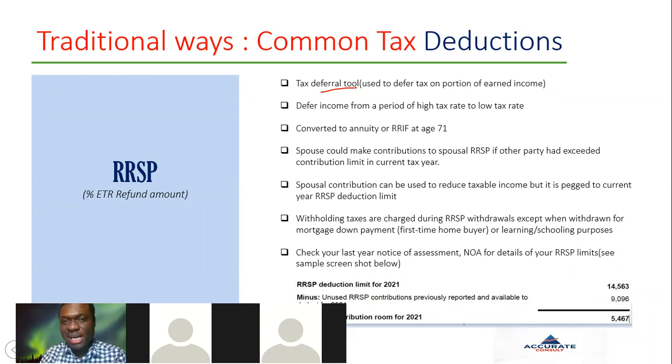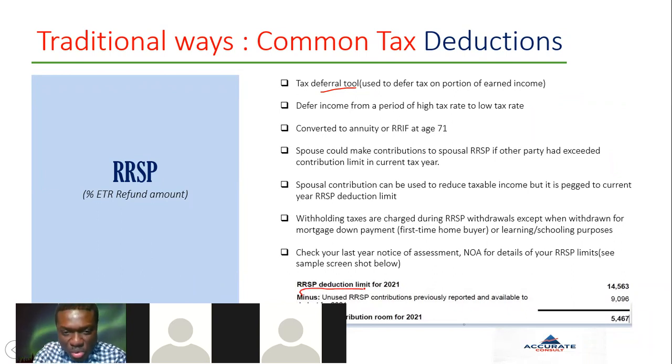The good thing is that a lot of people make use of this. There's still another slide on what people are doing currently to maximize tax deductions using RSP. And another thing we need to look at is that sometimes we might have issues with our limits. For RSP, we have what they call deduction limits.